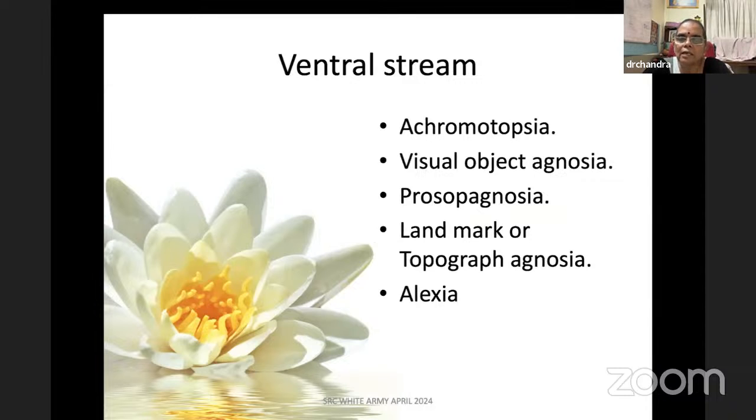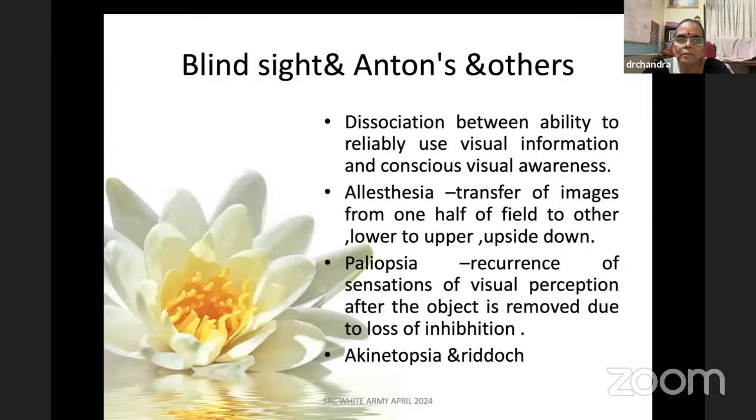And as I said, that area 4 is for color. And you have got different areas, 51, 52, 53, 54. So if the color area is gone, you don't recognize color: achromatopsia. Your object recognition area is gone, you don't recognize the object. Fusiform gyrus is gone, you don't recognize face. And topographic recognition, dorsal pathway is gone, you do not know the topography. And visual association area is gone, you cannot read. That is alexia. And blindsight and Anton syndromes.